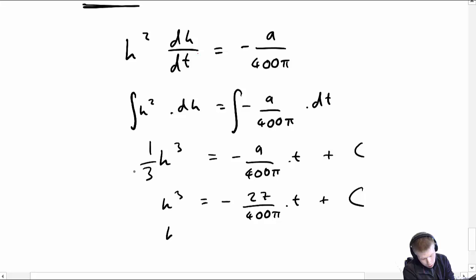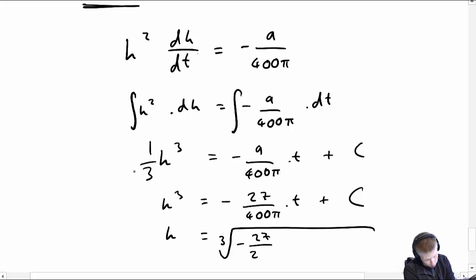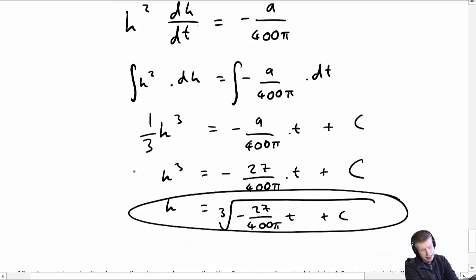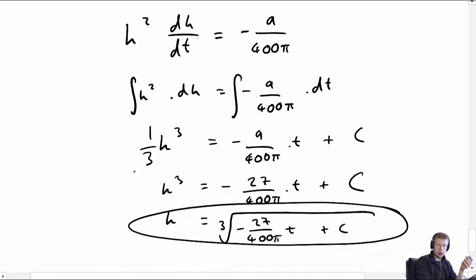And then I'll just take the cube root of both sides, minus 27 over 400 pi, times t plus c. Okay, this is fine. This is something called a general solution. I'm basically saying that my function, which satisfies this differential equation up here, is this. But it's called a general solution because I don't know what this number is here.